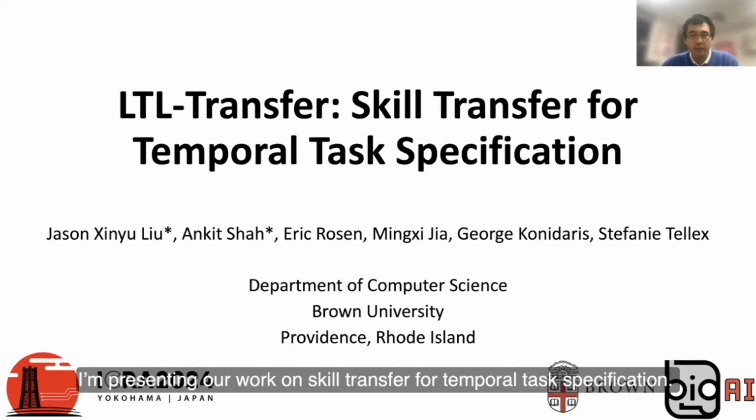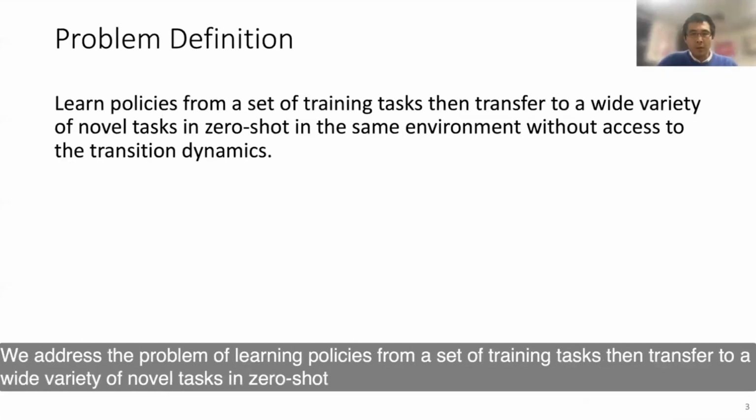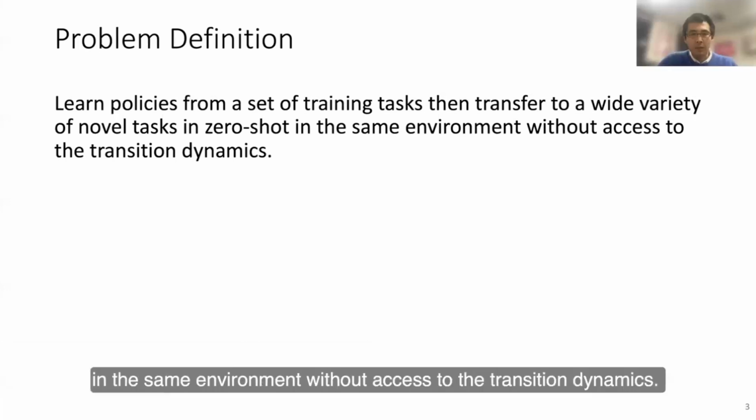We're presenting our work on skill transfer for temporal task specification. The problem is motivated by reusing prior knowledge, like learned policies, to solve a novel task in zero shot. We address the problem of learning policies from a set of training tasks that transfer to a wide variety of novel tasks in zero shot in the same environment without access to the transition dynamics.